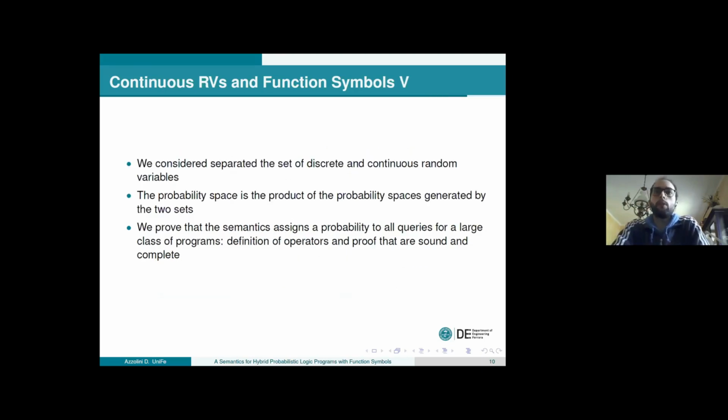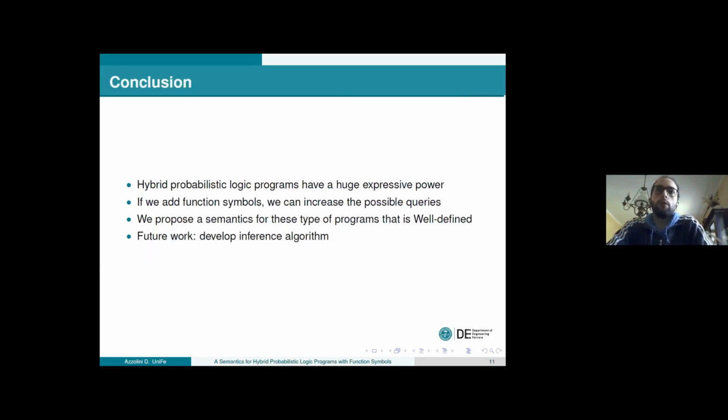Overall, we consider the sets of discrete and continuous random variables separately. The probability space is the product of the probability spaces generated by the two sets, continuous and discrete random variables. And we prove that the semantics assigns a probability to all queries for a large class of programs. We do this proof through the definition of a series of operators, and we prove that those operators are sound and complete.